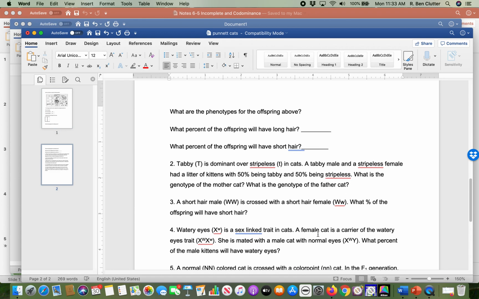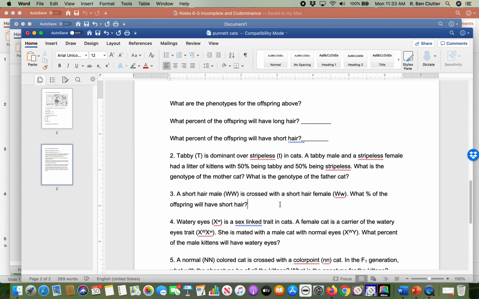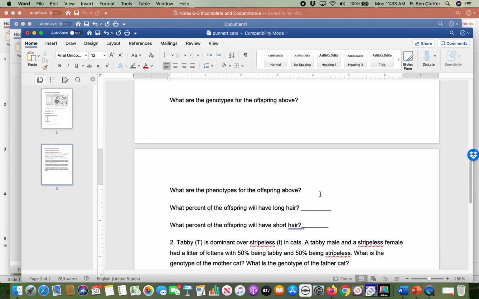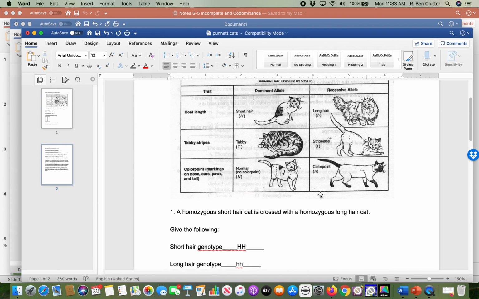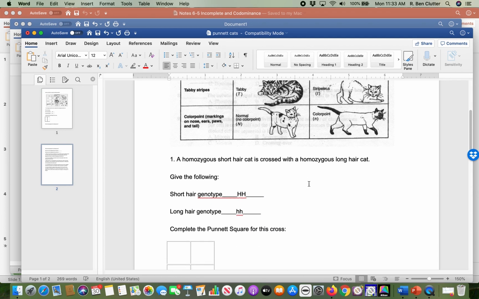Okay, a short hair male, WW, is crossed with a short hair female, capital W, lowercase w. What percentage of offspring will have short hair? And why did they switch to W? I mean, they should be using the H's that were up above. That doesn't make any sense.